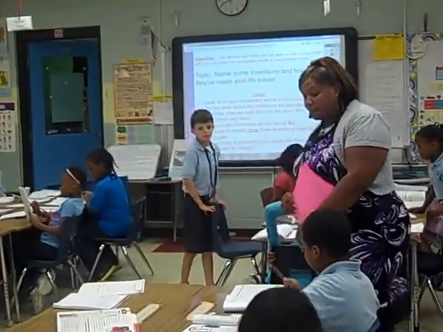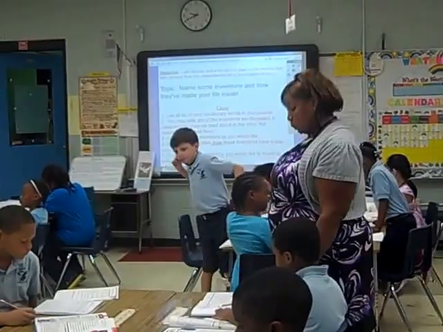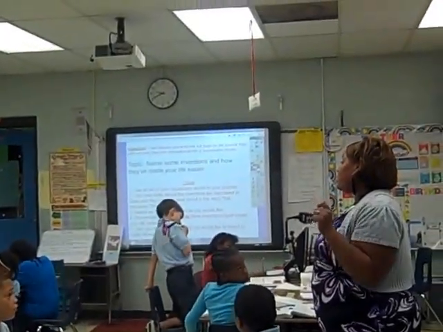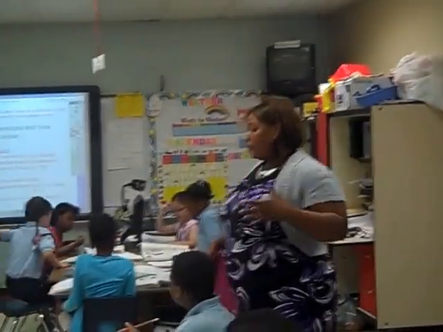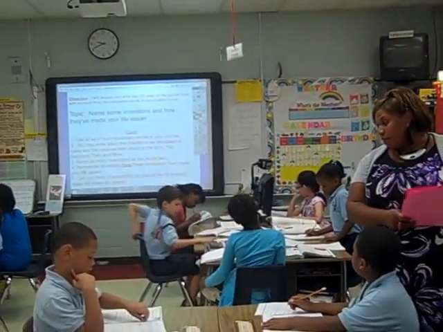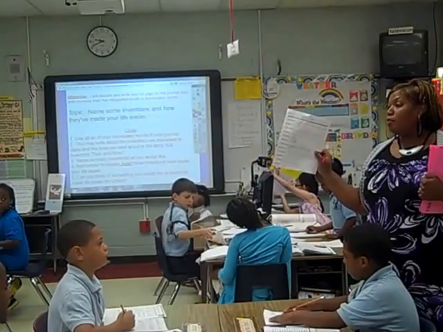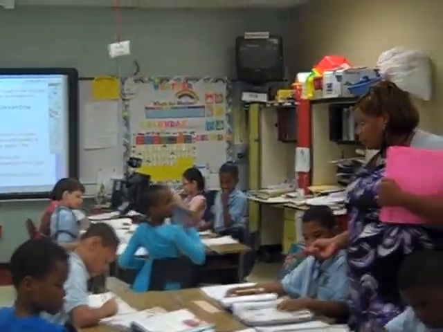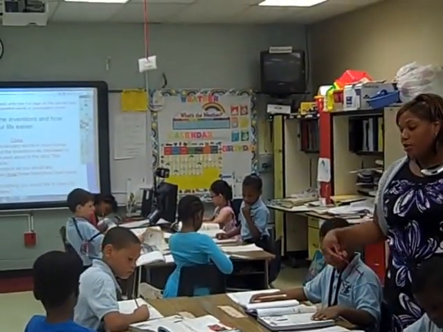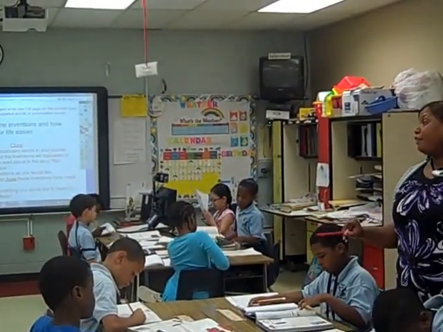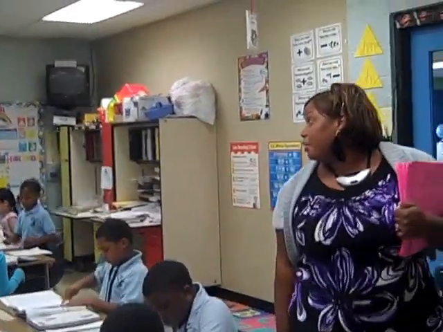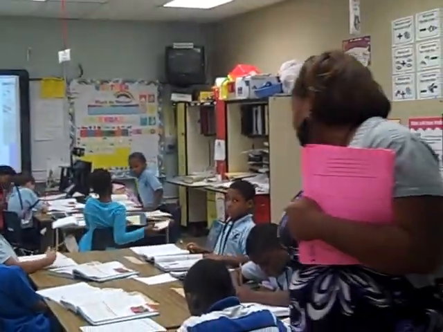I'm coming around to see who has their topic. And what is the first clue? Use all six of your vocabulary words. So when you're talking about these inventions, you need to use your what? Where can you find your vocabulary words? On your vocabulary sheet. What if you don't have your vocabulary sheet? Then where can you find them? In the book. How do you know which words are the vocabulary words? They're highlighted in the story. So no one should have trouble. And if you didn't write the definitions, where can you find the definitions? In your glossary. Okay? So I should see people writing about inventions and how they've made your life easier.